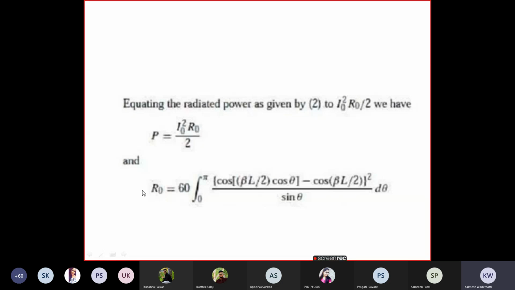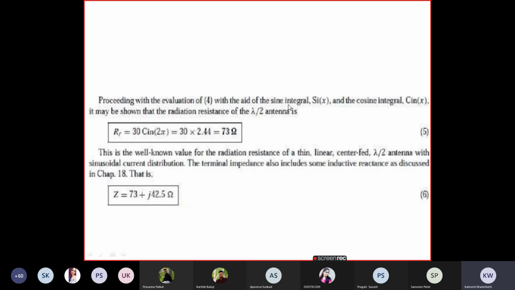Therefore, we calculate R naught equal to 60, 0 to pi, cos of (beta L divided by 2 cos theta) minus cos of (beta L divided by 2), whole square, divided by sin theta, into d theta. It is the radiation pattern. With respect to this radiation pattern, we are calculating the radiation resistance. Here we have the sine integral as well as the cosine integral, the sine integral Si of x, as well as the cosine integral Ci of x.